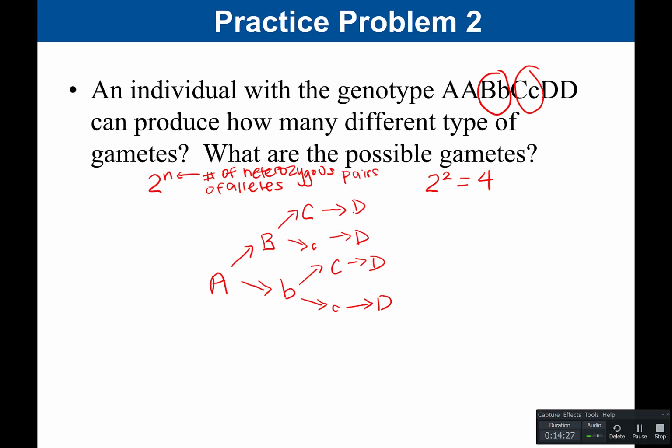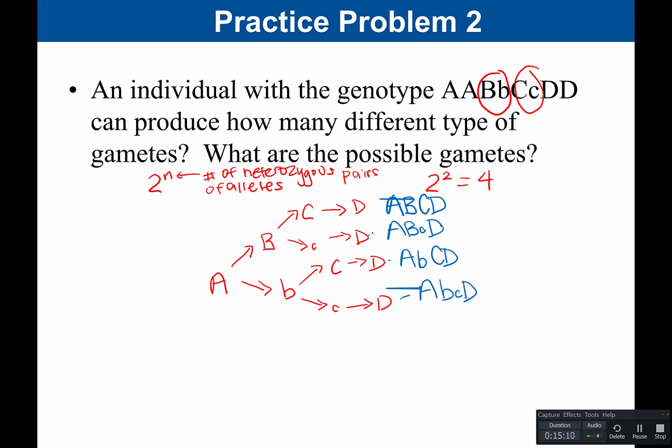So if I were to write these out, big A, big B, big C, big D, and then I follow this one here, big A, big B, little c, big D. Then I have this one here. So I have to follow it along. So big A, little b, big C, big D. And the last one is going to be big A, little b, little c, big D.